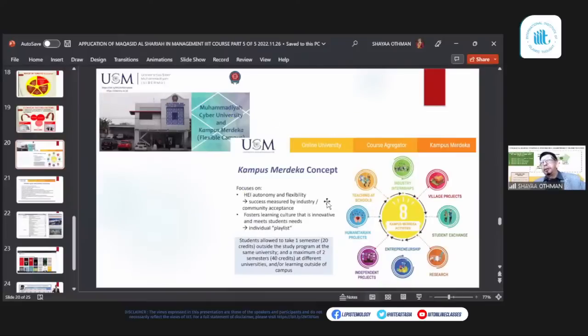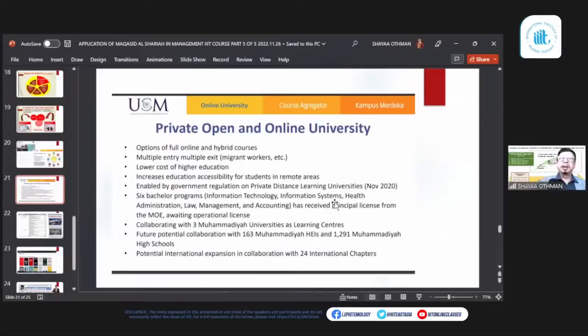They run an open university. They are private, not a government university. You see, they are very sensitive. I'm really impressed with their sensitivity to the changes brought by COVID-19, because many universities are still lacking in changing to online and hybrid courses, but they are now doing fully online and hybrid courses, with multiple entry and multiple exit. You can enter anytime. You can study anywhere, anytime, and at a low cost of higher education.